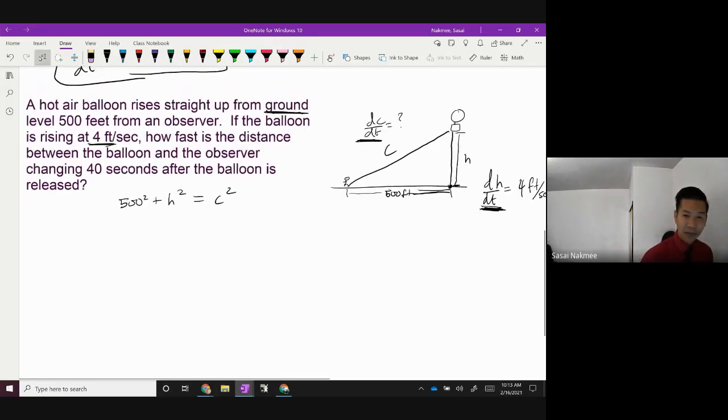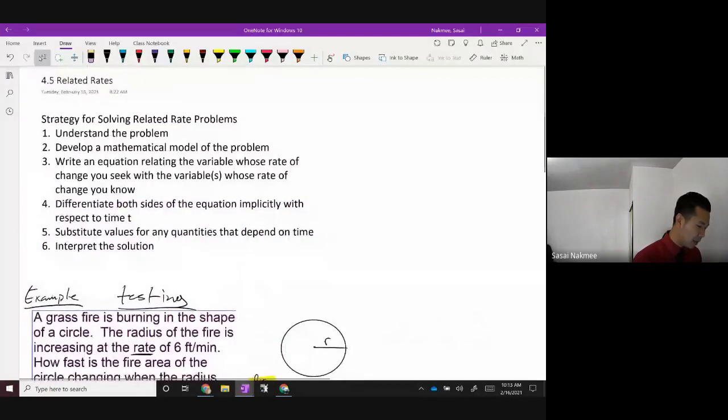What could I do, guys? Follow the steps from before, right? Step 3, we wrote an equation that relates those variables. Step 4, do you guys see step 4? Differentiate both sides implicitly with respect to time. Don't solve it for h.